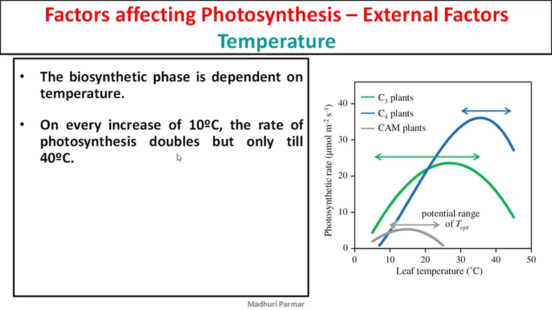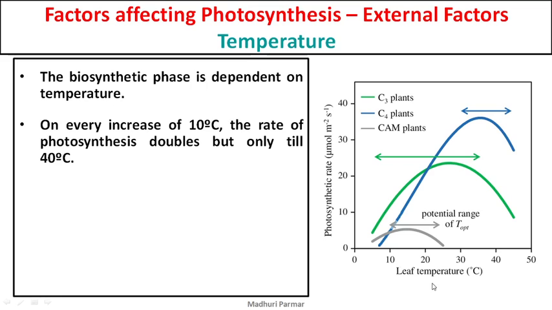If you go to a place which has 10-degree temperature, let us say the photosynthesis rate was 10. If you increase the temperature to 20 degrees, the photosynthesis rate will also increase to 20. So it will keep on doubling. Till what temperature? Till 40 degrees Celsius only. If above 40 degrees you increase the temperature by 10 degrees, then it will not show more photosynthesis. In fact, it will show a reduced amount of photosynthesis.